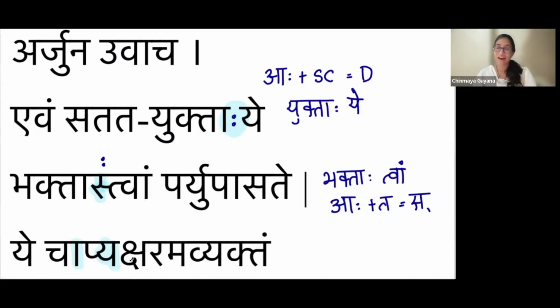Okay. Yuktaye. So now what is the rule there? Well, if there's a highlight in the middle, it means there must be a visarga missing. So what is the rule? If there's an a followed by a ya, which is a soft consonant, then the visarga drops. So you end up with yuktaye, but the original word which you were supposed to write is yuktaha ye.